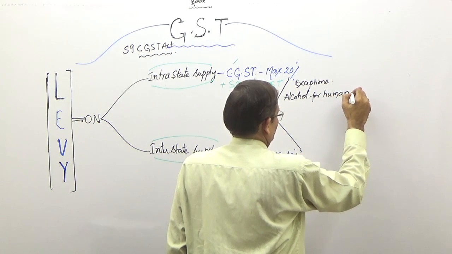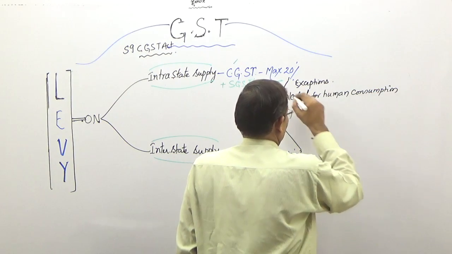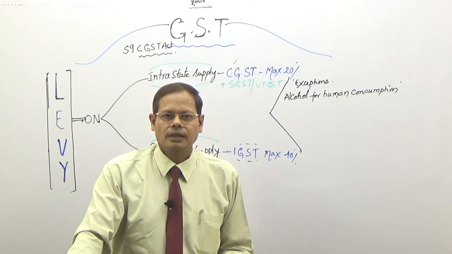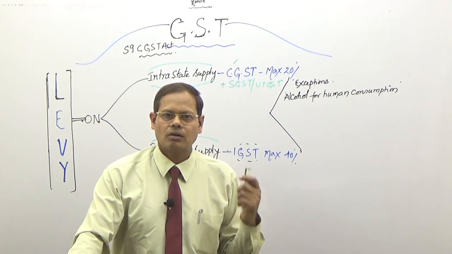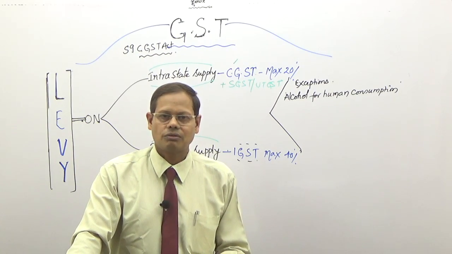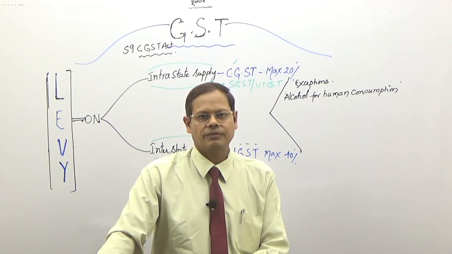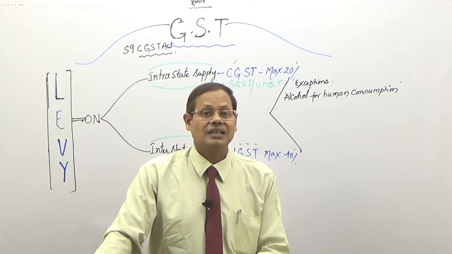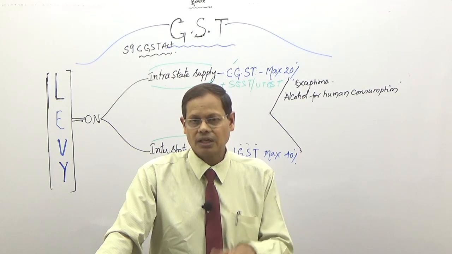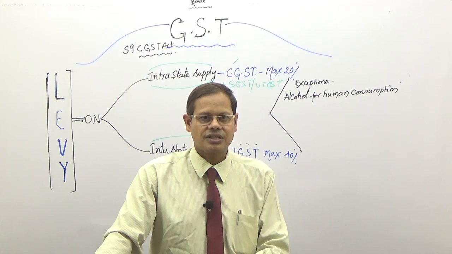This is potable liquor, you can say. If it is a case of alcohol for human consumption, GST cannot be imposed, because alcohol for human consumption is out of GST. It is in two stages. At the manufacture level, preparation and manufacture level, state excise is levied and collected by state governments. They were collecting earlier, and they are collecting today, and GST is not applicable to them.